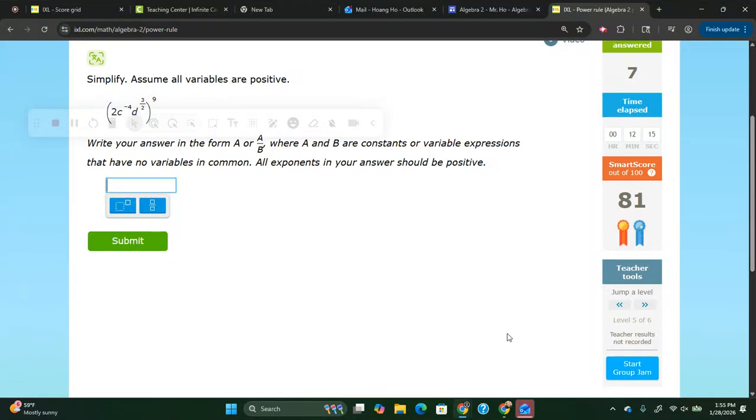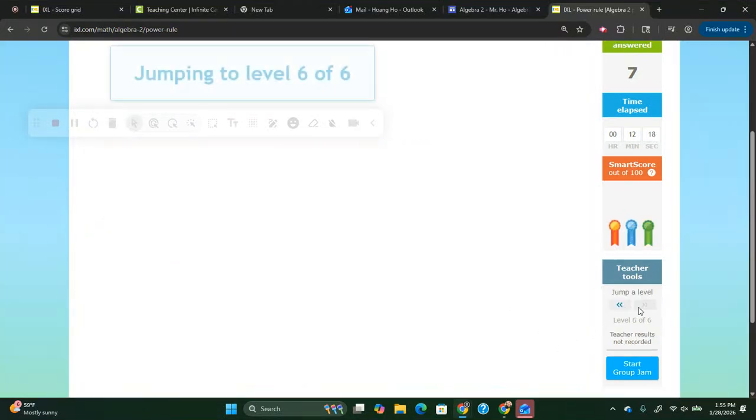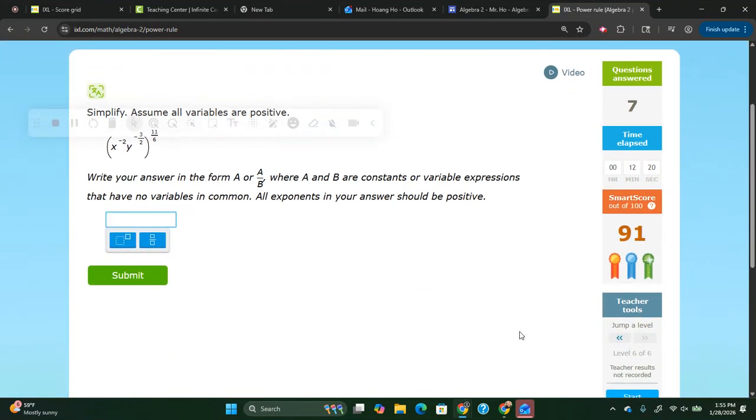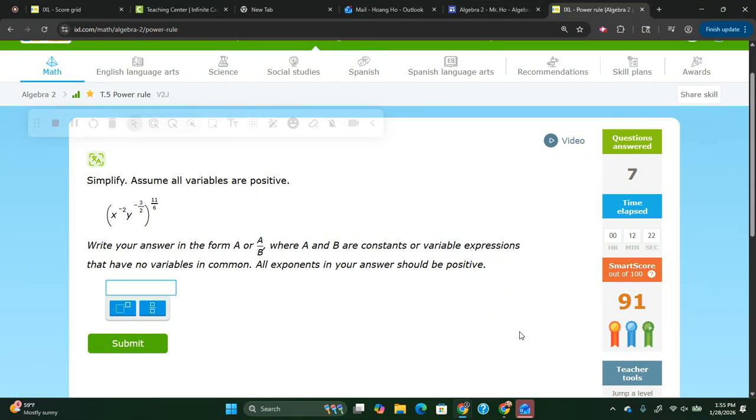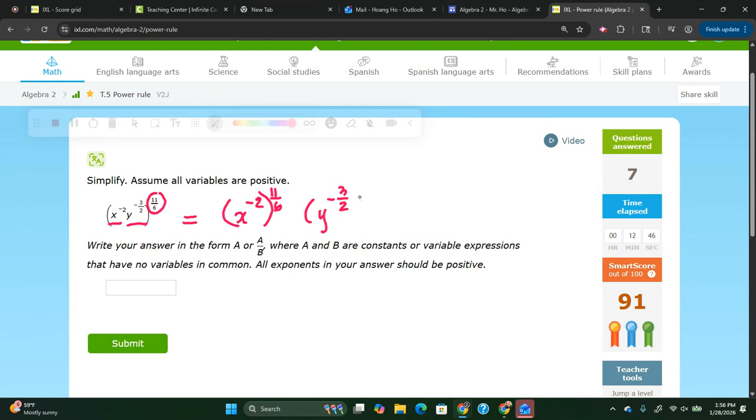Okay, should we do the last level? Here we go. The last level, number 6. Not a big deal. Here we go. So we have x power negative 2 and then y power negative 3 over 2 and then power one more time by 11 over 6. Okay, so now let's do it slowly. X power negative 2 and then power one more time by 11 over 6 and then y power negative 3 over 2 and then power 11 over 6.